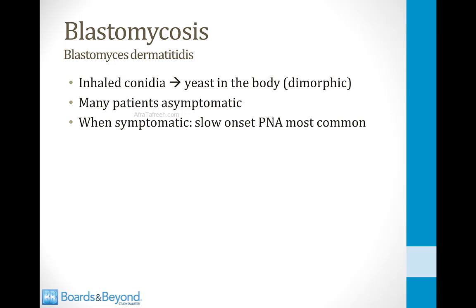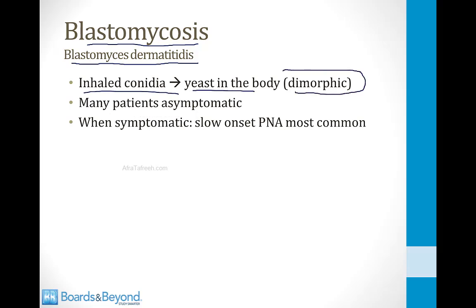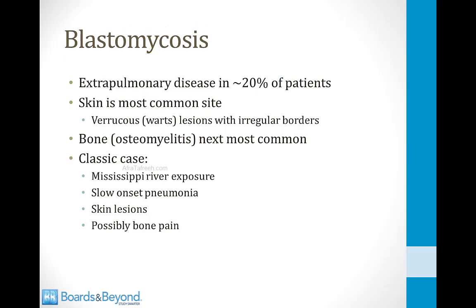The next fungal pneumonia is caused by Blastomyces dermatitidis. That's the causative agent of blastomycosis. So it shares many similarities with histoplasmosis. Just like with histo, you inhale the spores or conidia, and then they become a yeast inside the body. It's a dimorphic fungus. Just like with histo, most patients are asymptomatic, but when symptoms do develop, a slow onset pneumonia is the most common presentation. So there are many similarities between histoplasmosis and blastomycosis. They both have a similar geographic distribution, and they both cause a slow onset pneumonia.